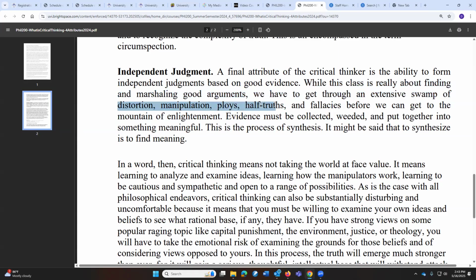Distortion, manipulation, ploys, half-truths, and fallacies before we can get to the mountain of enlightenment. You have a drum roll whenever we hear that, okay? What's the mountain of enlightenment? That place where we finally say, aha, I understand it. I have the truth. I know what it's all about, okay?